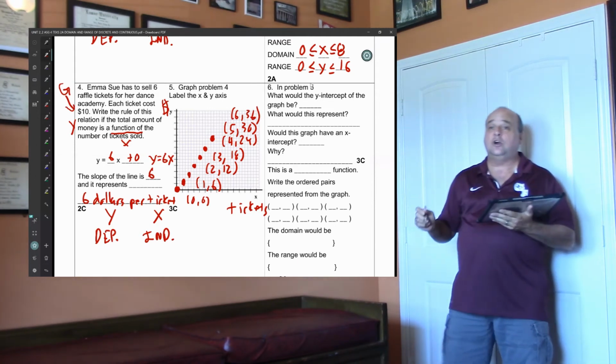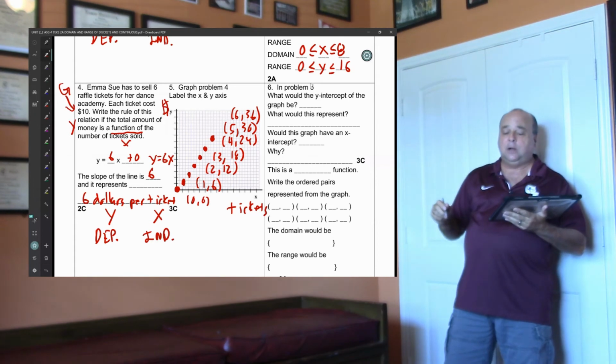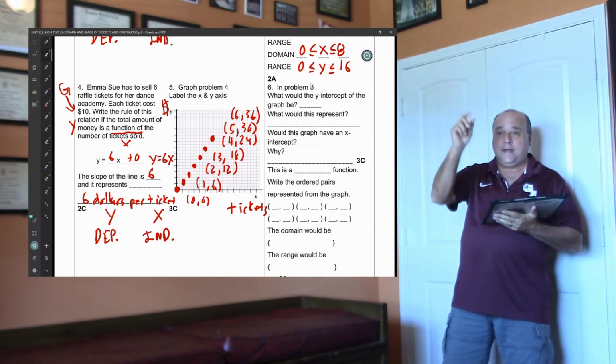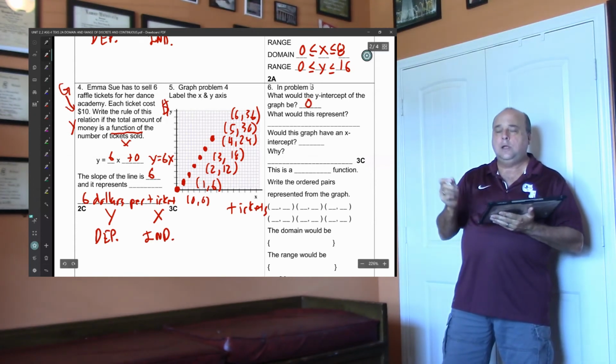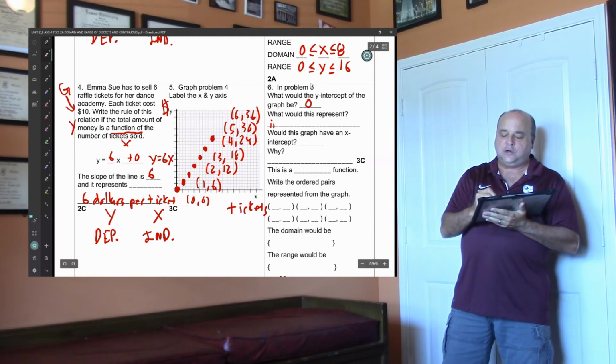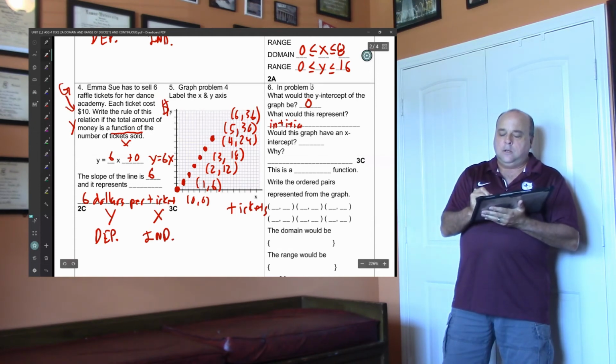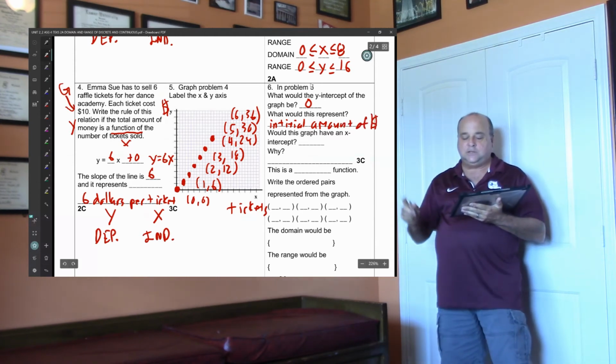I could make a T-chart too, couldn't I? A T-chart might be a little bit easier. The y-intercept of this graph would be 0, and it would represent the initial amount of money, or the starting amount, right? She has $0 when she starts.